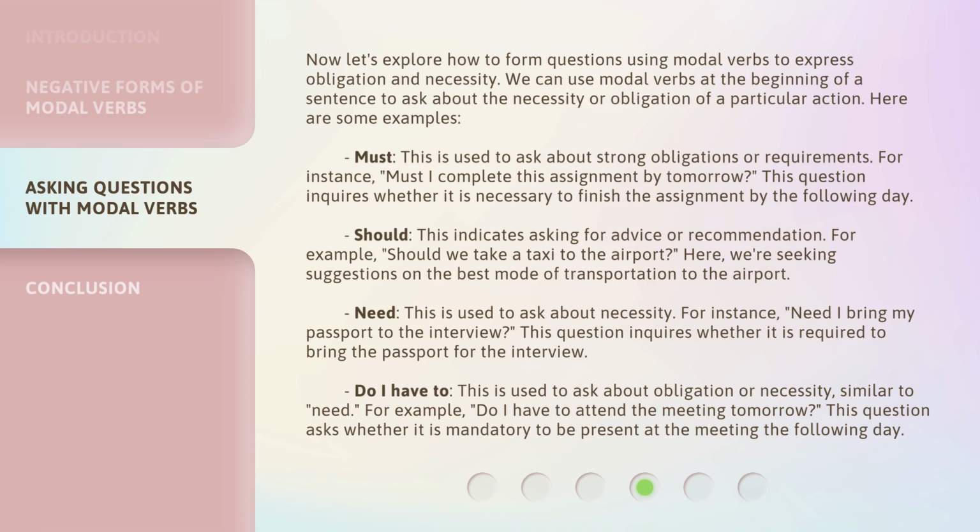Do I have to? This is used to ask about obligation or necessity, similar to need. For example, do I have to attend the meeting tomorrow? This question asks whether it is mandatory to be present at the meeting the following day.